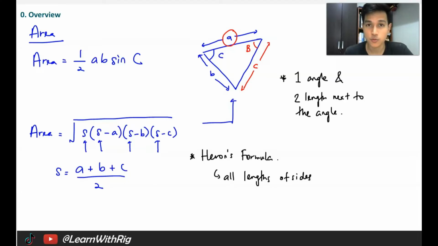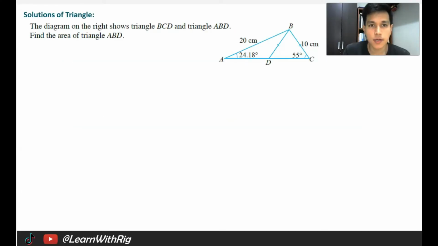So let us go straight to some examples. The diagram on the right shows triangle BCD and triangle ABD. Find the area of triangle ABD. So ABD is here, correct? Again, there's only two formulas. Either you use the first formula, that means you need one angle and two lengths, or you use the second formula, which requires three lengths, three of the sides.